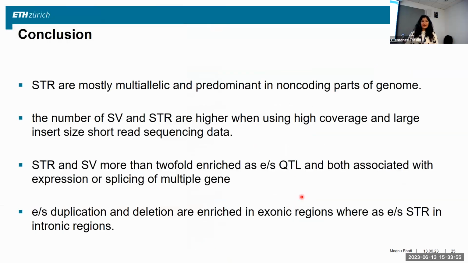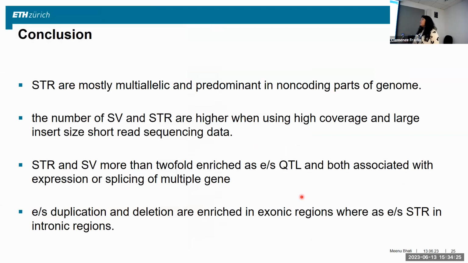So I hope I did not take much time, 30 minutes. So overall conclusions: in our study we identified that STRs are mostly multi-allelic in cattle and predominantly non-coding, and especially enriched in the intergenic and intronic regions. And the number of STRs and SVs is higher if your coverage is high and also if you have a large insert size in your dataset.